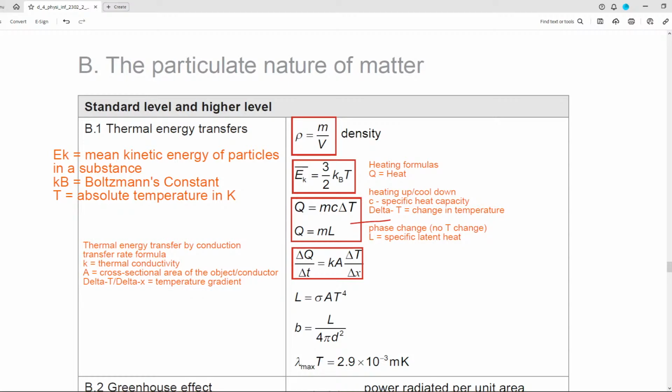So that is the formula right here. You can call it a conduction formula, but really it's a transfer rate formula for conduction. I guess I should add the words for conduction. Oh, what? Clicked the wrong spot. For conduction. There we go.